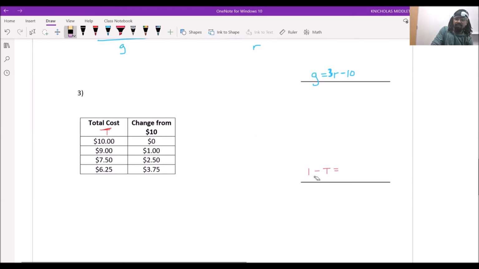So I already know that we're going to spend $10. Let's change from a 10, and our change is C. So when we take our $10 bill and we subtract from it the total cost, we get our change. $10 bill minus the cost gives us C. 10 minus 9 gives us C of 1. 10 minus 7.5 gives us C of 2.5. Okay, and so our change, we use the C.